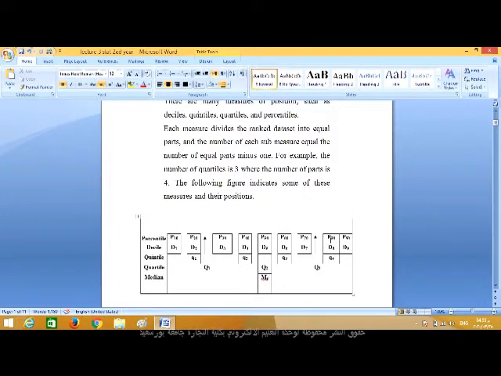The 80th percentile is equal to the eighth decile and equal to the fourth quintile. So the fourth quintile is equal to the eighth decile and also equal to the 80th percentile. And finally, the 90th percentile is the ninth decile. Okay?